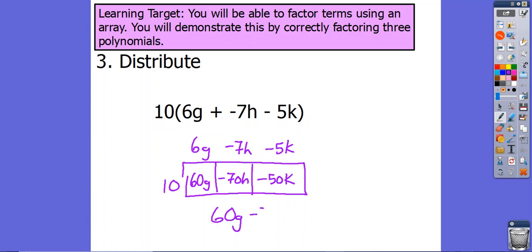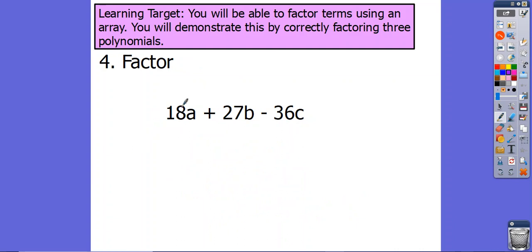And then let's just rewrite it by itself. And that is our final answer there. We have multiplied them all by 10. The opposite of that is called factoring. So what that means is that these 3 are the ones that were inside the box, and I need to put a number in front and a number along the top.